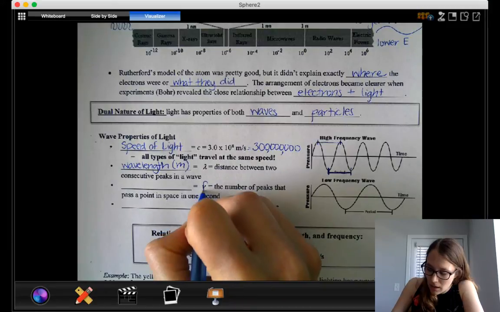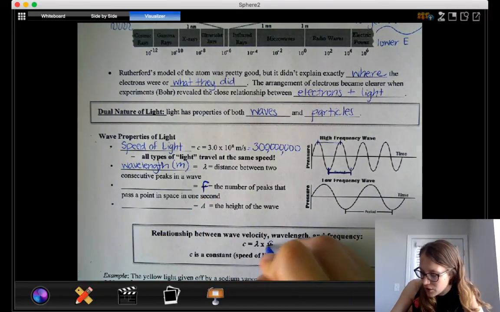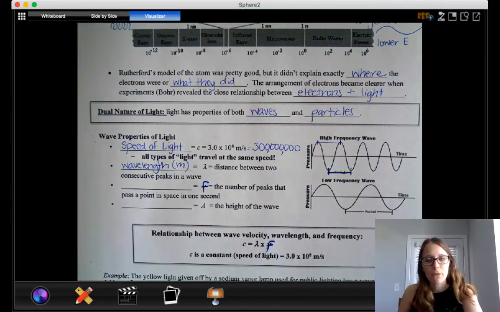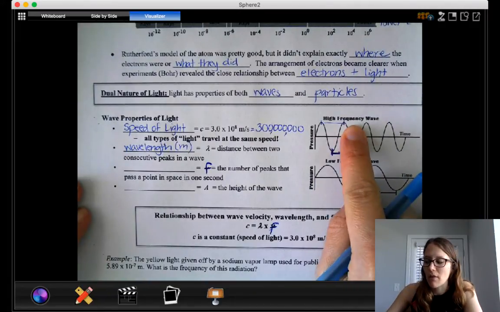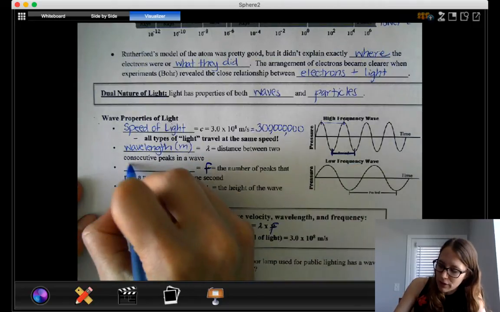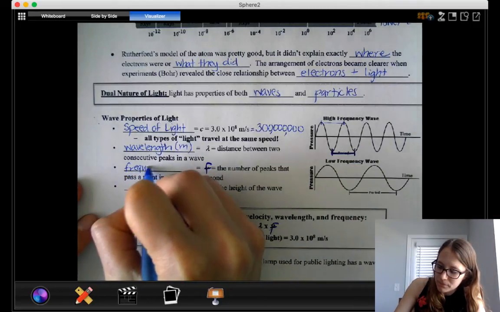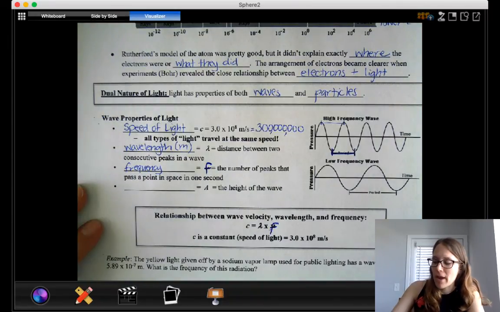Okay. For our next one, I'm going to go ahead and change this. Sometimes you see this Greek letter nu, but a lot of times we just see f. So I'm going to change that on my packet, and I'll change it on the digital copy, so it's already changed for you. The next variable on here we see mentioned on this picture, high frequency versus low frequency. So frequency is our next term that we look at for waves.